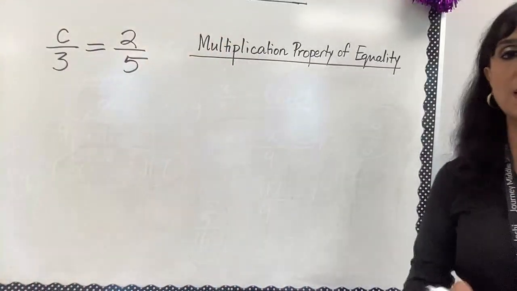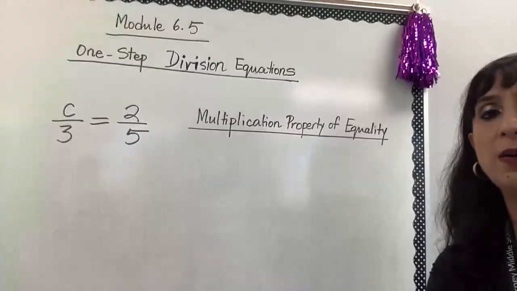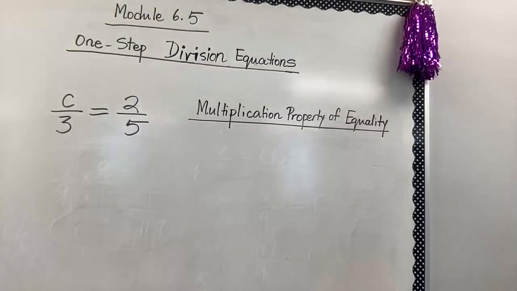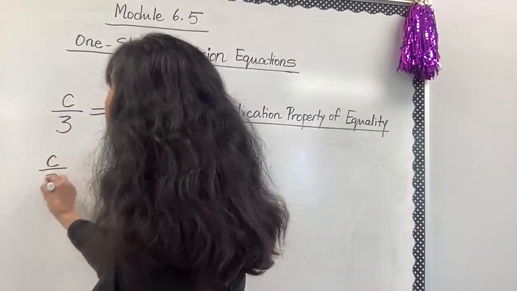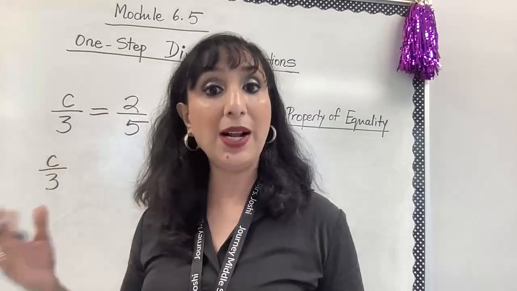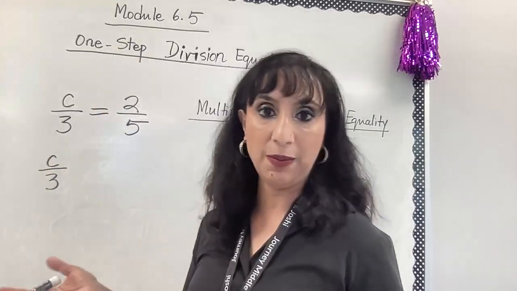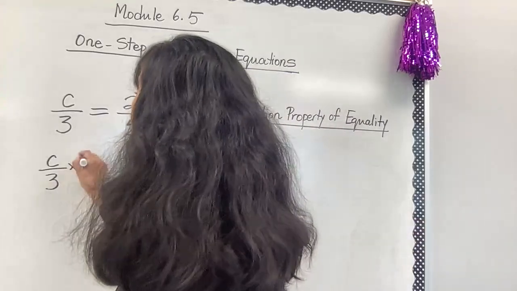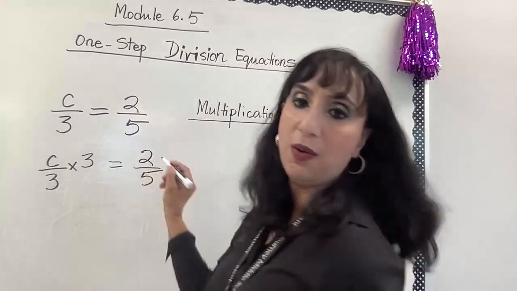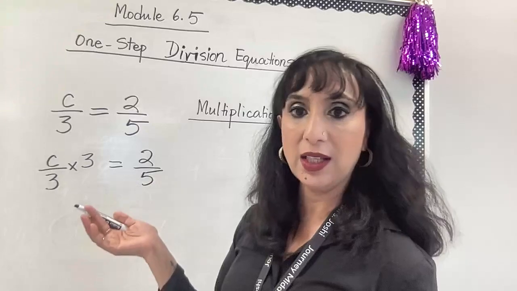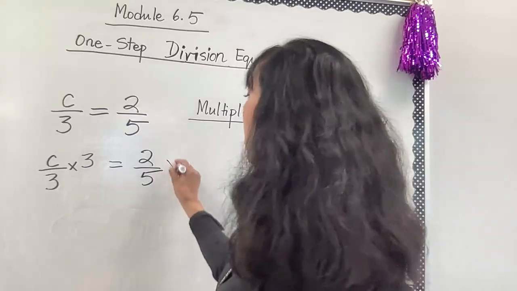Okay, so here is my problem on the board. I'm going to look over here. I've written out the equation, and then I'm going to use the multiplication property of equality. So c divided by 3, I am going to multiply by 3, because of the multiplication property of equality. So times 3, whatever I do on one side of the equation, I'm going to do the same thing on the other. So I'm going to multiply this also by 3.